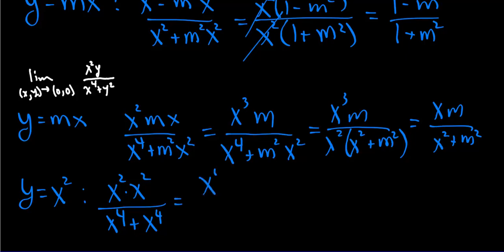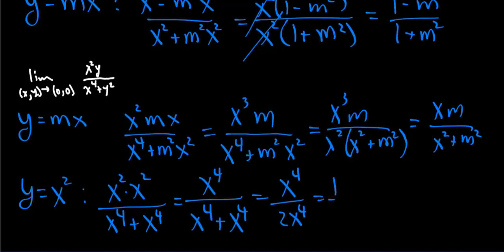Now we've got x to the fourth over x to the fourth plus x to the fourth. That is x to the fourth over 2x to the fourth, which is 1/2. So apparently that's going to be the limit. In other words, if we approach on that parabola, y equals x squared, we get 1/2. Y'all see that? Okay, so finally, we've got something we can work with there.